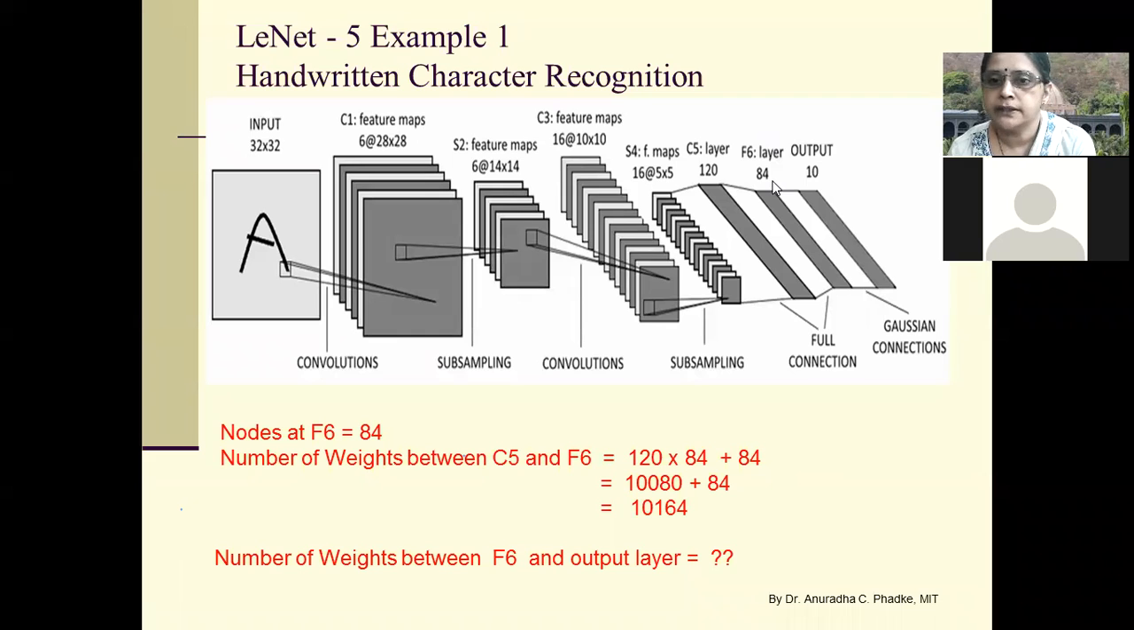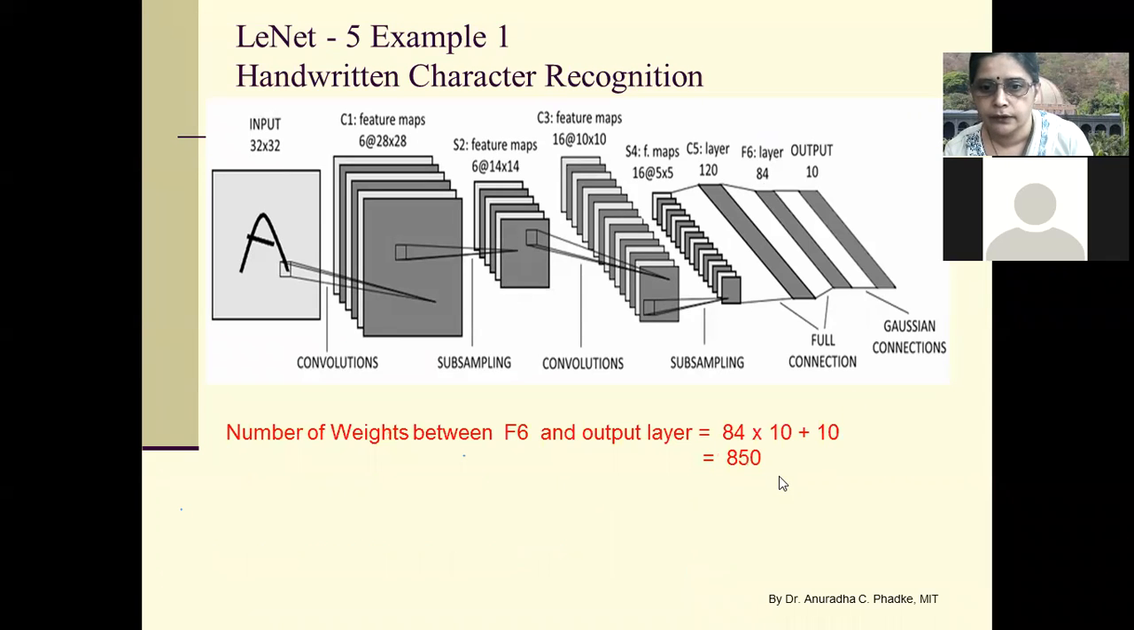So it will be simply 84 into 10, 840 plus 10 bias term, that is 850. So for the last layer, that is between F6 and output layer, we need 84 into 10 plus 10, that is 850 nodes, 850 weights, trainable parameters.